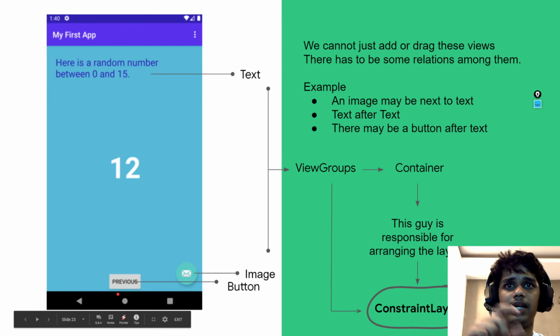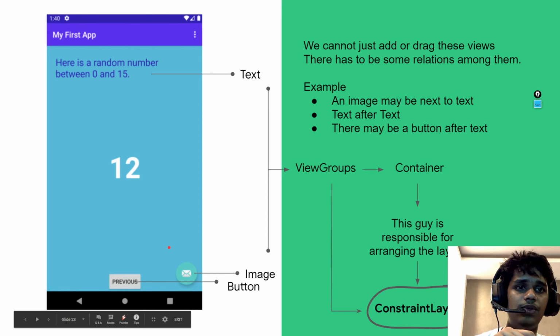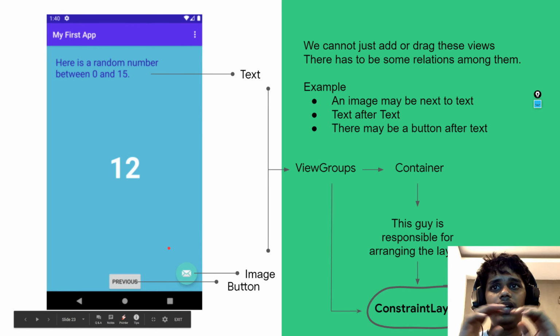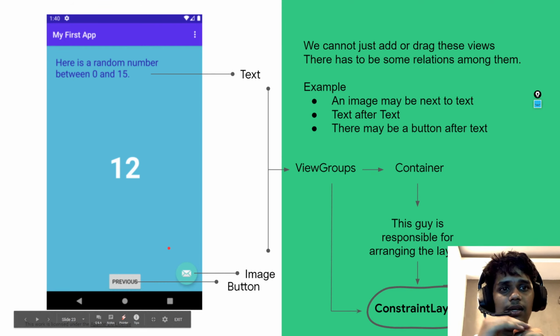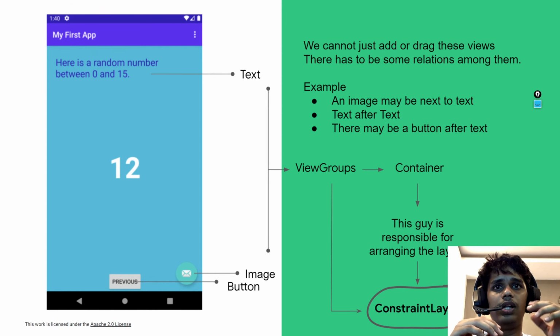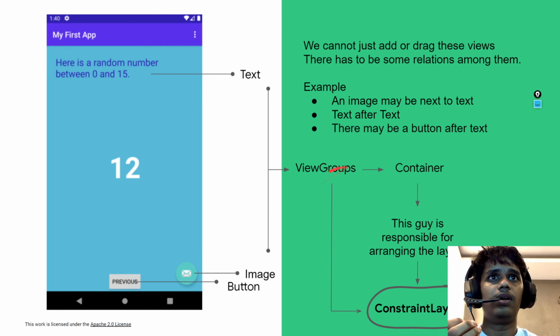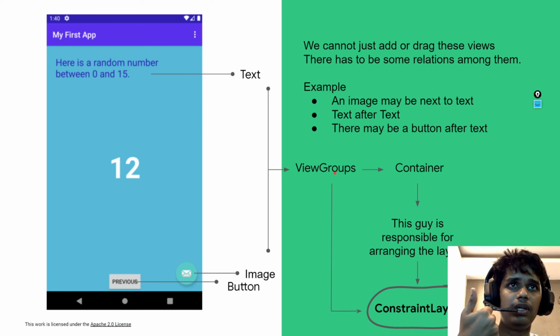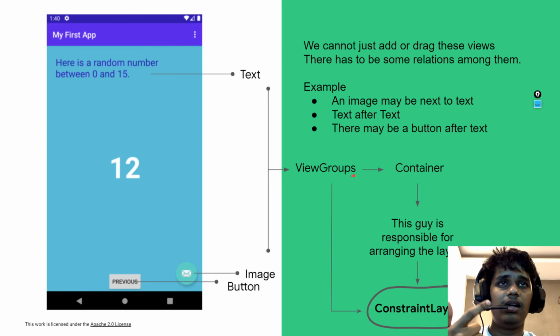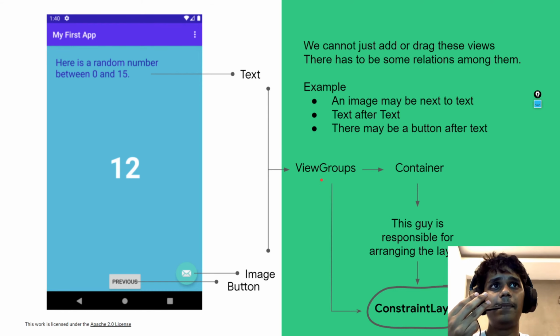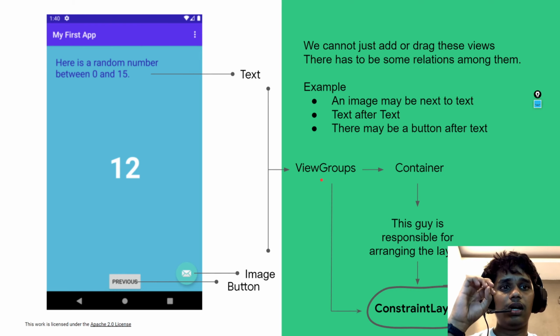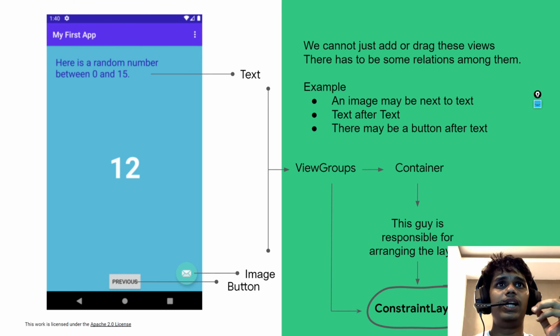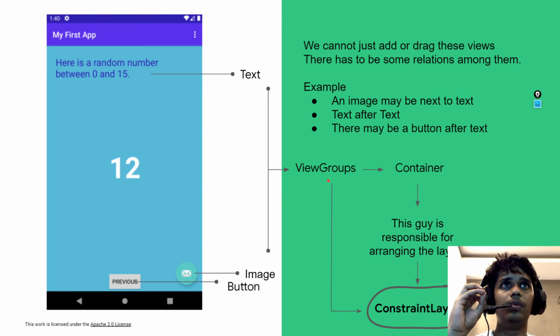So you can see a button, and here is an image view. In Android Studio, we group these views together, and we call them view groups. These view groups can be anything. It can be a button, an image, a text, or a scrollable. All of these are jumbled together, and we call them view groups.